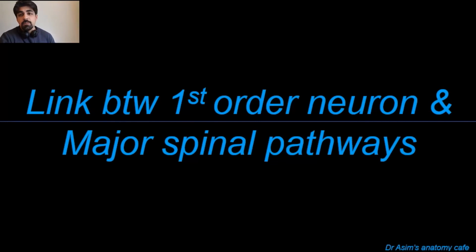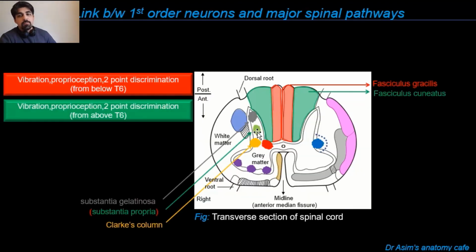However, what if we take one step further and connect these neuronal cell bodies with the sensory tracts in the spinal cord? Let's begin with the sensory information of vibration, proprioception, and two-point discrimination once more. This sensory information from the lower half of the body, below the T6 spinal cord segment, is brought in by the first order neuron into the posterior gray horn of the spinal cord. The first order neurons then ascend in the inner half of the dorsal column, which is known as the fasciculus gracilis and is color coded in red over here.